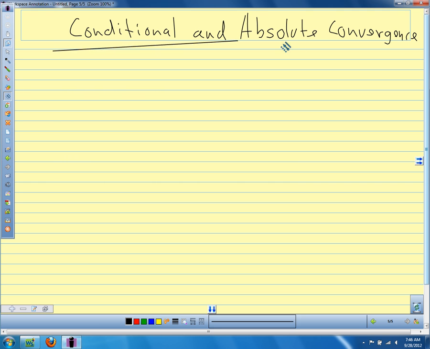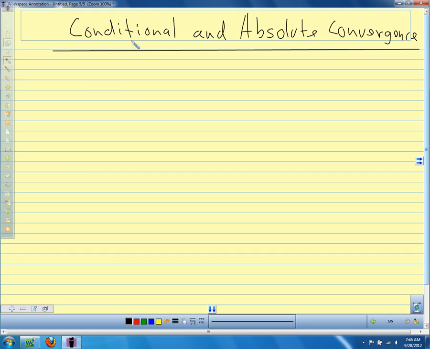We're going to talk about conditional and absolute convergence. We saw the alternating harmonic series. We said that was an example of a conditionally convergent series. We're going to state the theorem here.